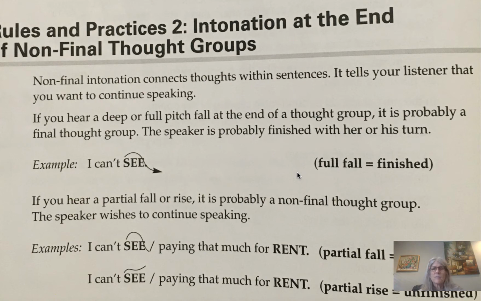So it says, if you hear a deep or full fall at the end, the pitch falls down at the end of a thought group, it probably is the final thought group, and the speaker is probably telling you that he's finished with his or her turn. If you really hear a deep or full fall, and that's a probable, okay? I can't see, and I'm kind of done. And then it's probably your turn to go, what can't you see? What's the problem? Okay? I'm probably giving up my turn to speak by making my statement. However, if you hear a partial fall or rise, it is probably a non-final thought group. Okay? It's a thought group, but I'm not finished speaking. Okay? I wish to continue.